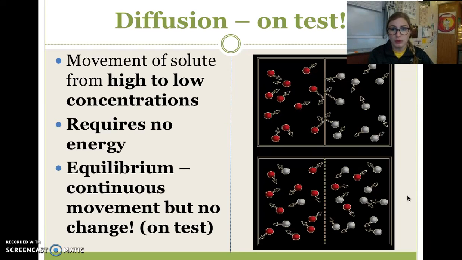Now, equilibrium, its root is in equal, which means the same. We're going to have the same amount of molecules all over the place. However, these molecules are still going to be moving. That is a big misconception. I see it every year. Even though diffusion will always go towards equilibrium, once those molecules are equally spread out, we still have movement of those molecules. It's similar to if you've been sitting in a car for a really long time. Even though you may not have the windows down, you can still tell that there is air moving throughout.